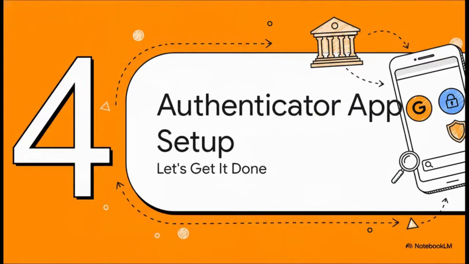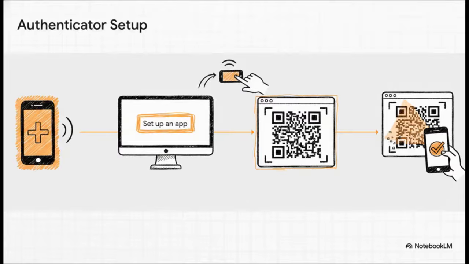So with that in mind, let's walk through setting up the one we recommend, the Authenticator app. If you don't have one on your phone already, no worries. Just pause here, search for Google Authenticator or Microsoft Authenticator in your phone's app store, and download it. It's free.